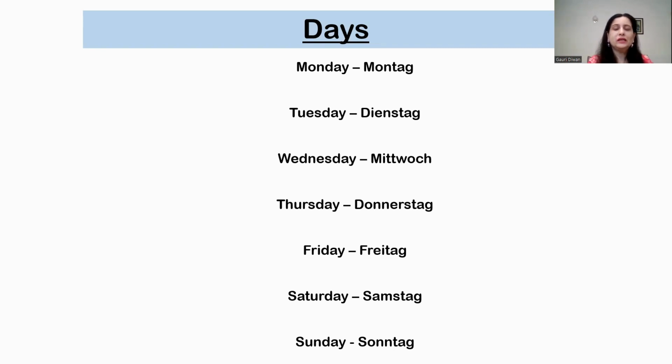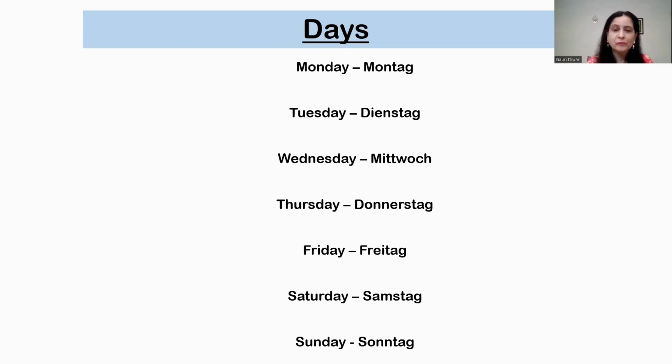Then for Wednesday, it is Mittwoch. It is like the middle of the week. If you see the literal meaning, Mitte is middle and Woche is week, which we'll see later. So it is Mittwoch for Wednesday. Then comes Thursday. For Thursday, it is Donnerstag.